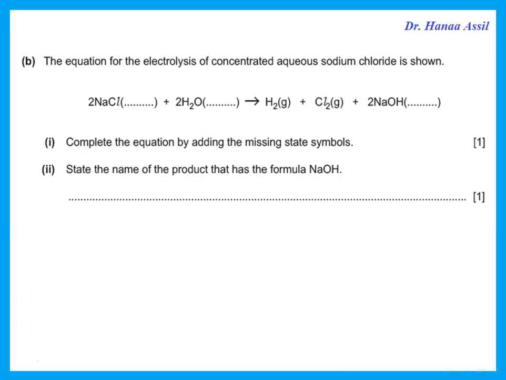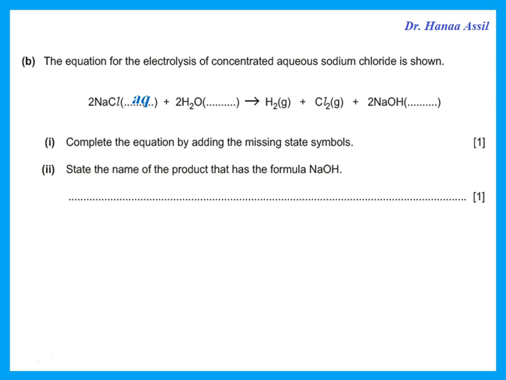The equation for the electrolysis of concentrated aqueous sodium chloride is shown, and he's saying complete the equation by adding the missing state symbols. So, what are the state symbols? For sodium chloride, he's telling me it's an aqueous solution, so I need a state symbol that says AQ. That means that the sodium chloride is dissolved in water.